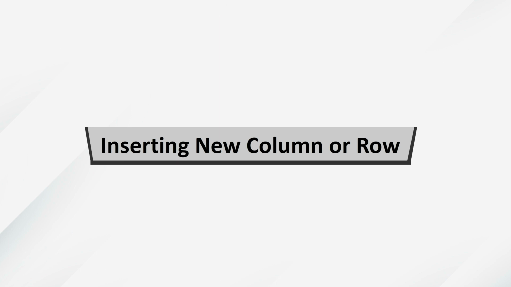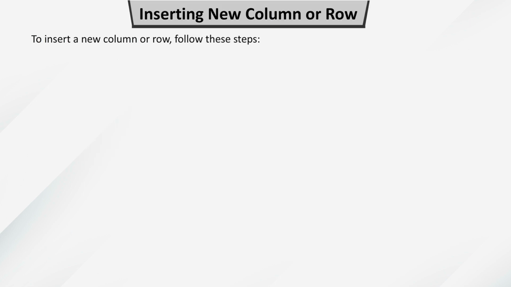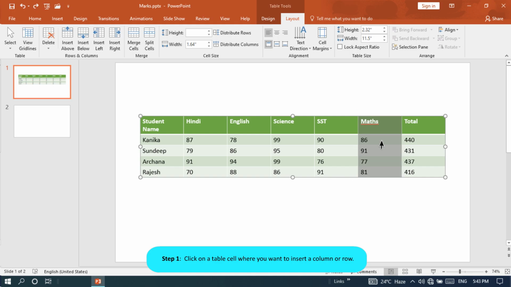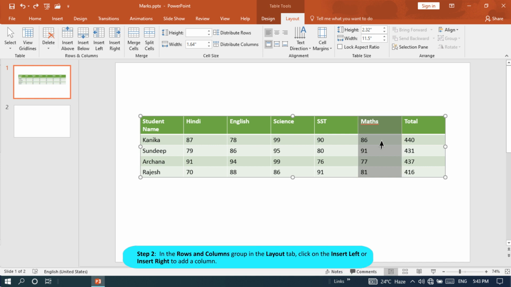Inserting new column or row. To insert a new column or row, follow these steps. Step 1. Click on a table cell where you want to insert a column or row. Step 2. In the Rows and Columns group in the Layout tab, click on the Insert Left or Insert Right to add a column. Step 3. Click on the Insert Above or Insert Below to add a row.